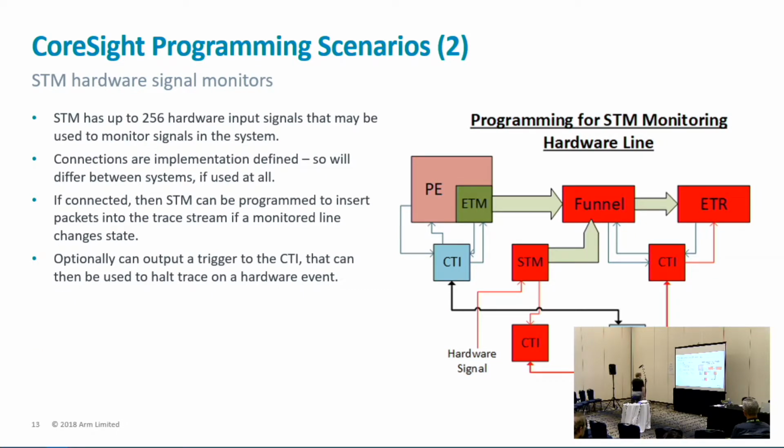The system trace macrocell in general is used for software generation of trace data, but it does have up to 256 user-defined hardware inputs. Again, these can be used with the CTIs, and when you get a hardware input, it'll generate a block of trace in the trace stream, and if you use the CTI to stop the trace at the same time, you can see the trace immediately after that event happens.